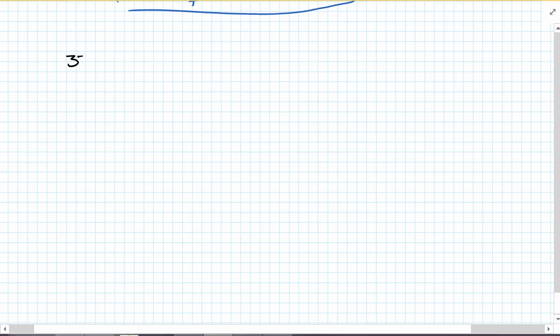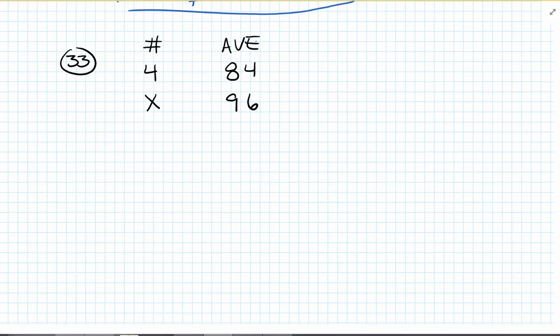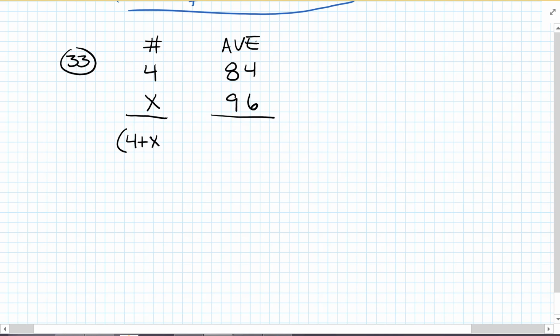33. On the first 4 tests, you average an 84. So 4 tests, you average an 84. You think you can score a 96 on the rest of the tests. How many tests do you need to bring up your grade to a 90? So our total would be this. So we know we have 4 tests at 84, x tests at 96. So a total sum of tests would be 4 plus x for an average of 90.